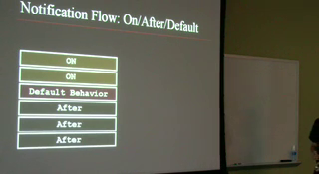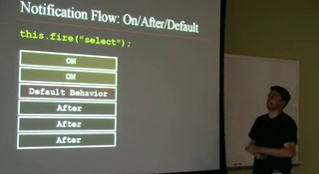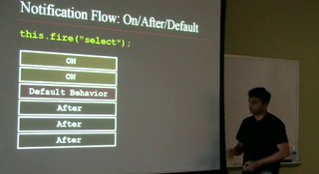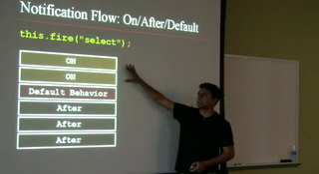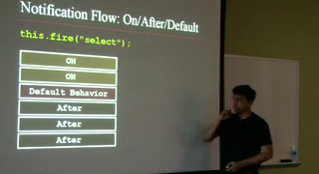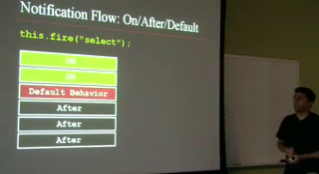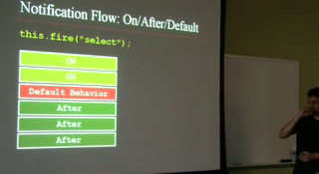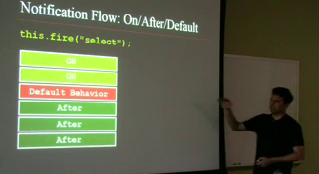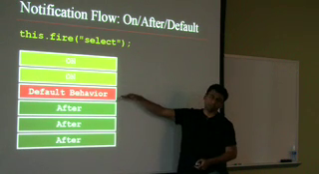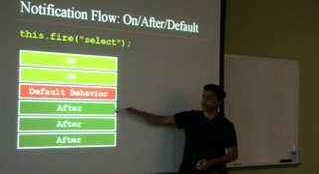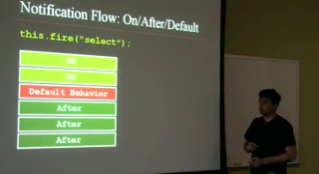Quick visualization of that, right? So I'm firing a select custom event, for example. I've got 2 on listeners and 3 after listeners. When I fire that event, that's the order in which things are going to be invoked, right? It'll invoke my on listeners first, execute my default state change behavior, and then execute my after listeners.